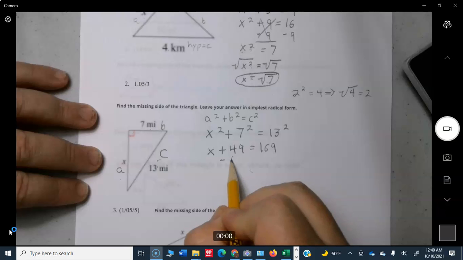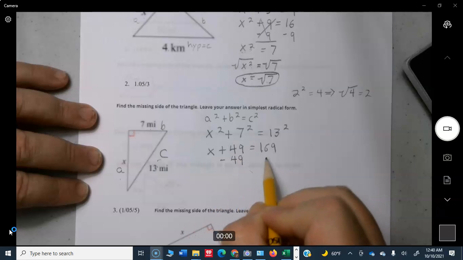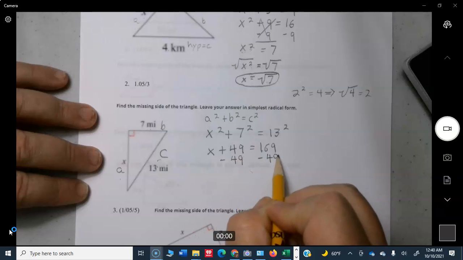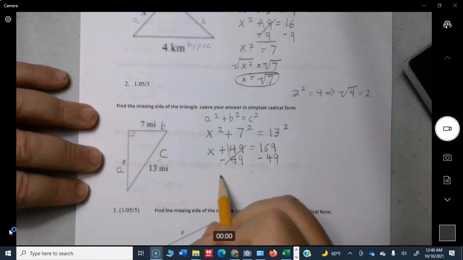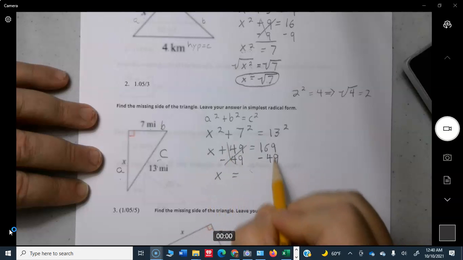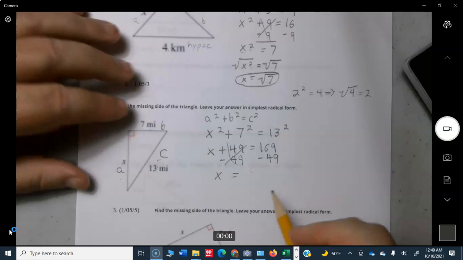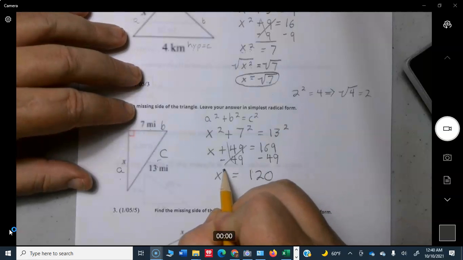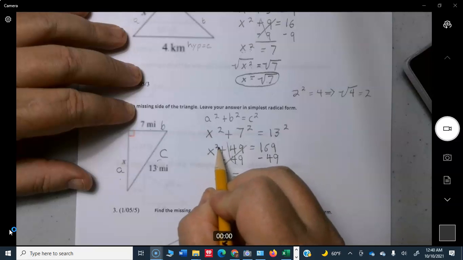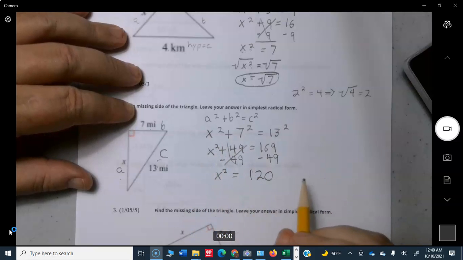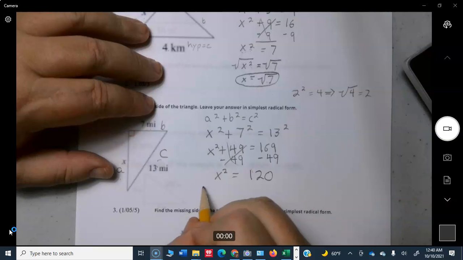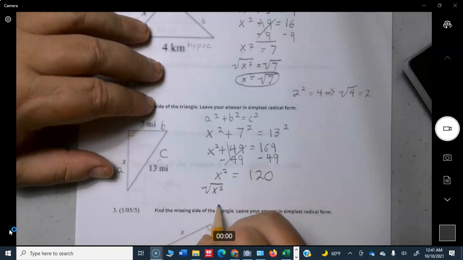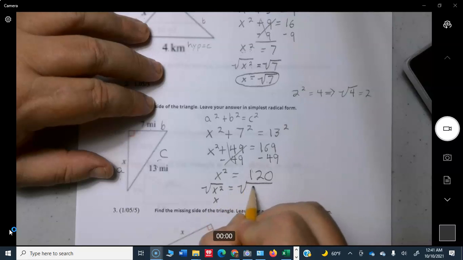Okay, we're going to subtract 49 from both sides. Those cancel. You have x squared equals 169 minus 49 is 120. I left the square off there. That should be x squared. So x squared equals 120. So if you take the square root of x squared, it simply gives you x, and that would be the square root of 120.